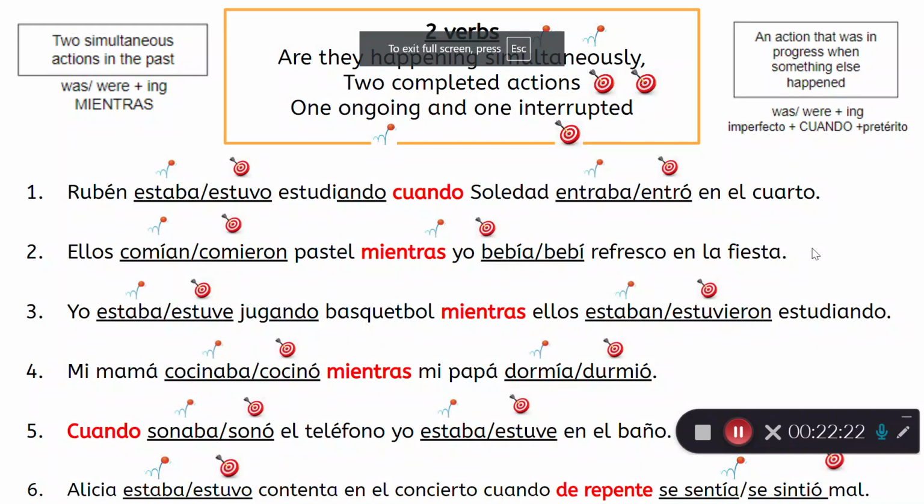All right. So pause the video and see if you can choose between these two, either imperfect, bouncing along, or preterite, specific. Okay. There's some key words here. Cuando, mientras, mientras, mientras, cuando, and de repente to help you. And then come back for responses. All right. Ruben estaba estudiando. Ruben was studying. I've got an ING, so I've got to use estaba.